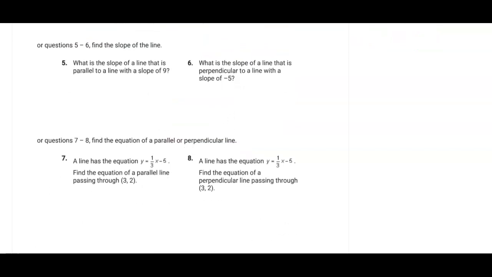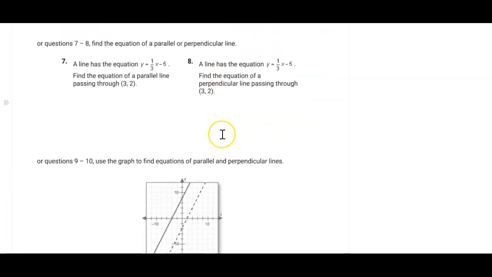Number 5. What is the slope of a line that is parallel to a line with the slope of 9? Again, if the slope of this line is 9, the slope of the line parallel would be the same exact slope, 9. Now the next one, what is the slope of the line that is perpendicular to a line with a slope of -5? So we say the slope of the line perpendicular would be the opposite reciprocal. So the opposite of negative is positive, and the reciprocal of 5 over 1, flip the fraction, becomes 1 over 5. So the slope of the line perpendicular would be 1 over 5.